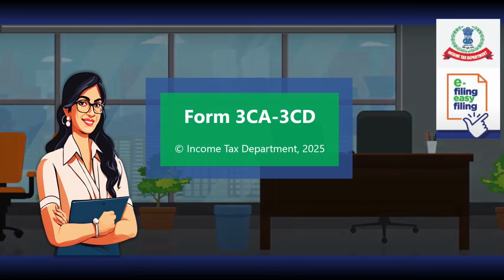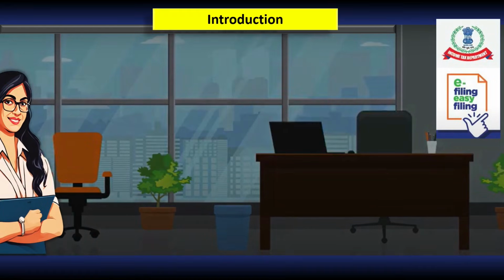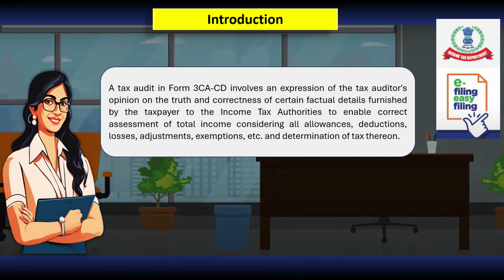This video is on Tax Audit Report in Form 3CA 3CD. A tax audit in Form 3CA 3CD involves an expression of tax auditor's opinion on the truth and correctness of certain factual details furnished by a taxpayer to the income tax authorities to enable correct assessment of total income considering all allowances, deductions, losses, adjustments, exemptions, etc., and determination of tax thereon.